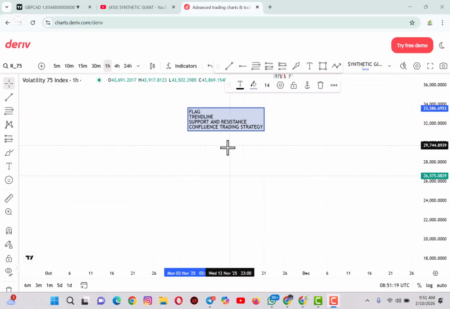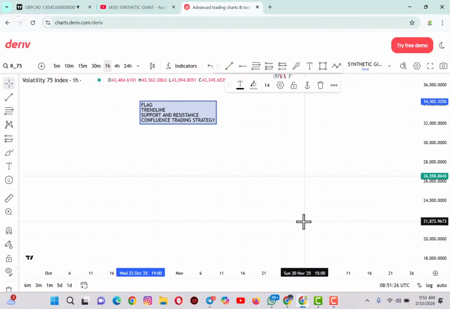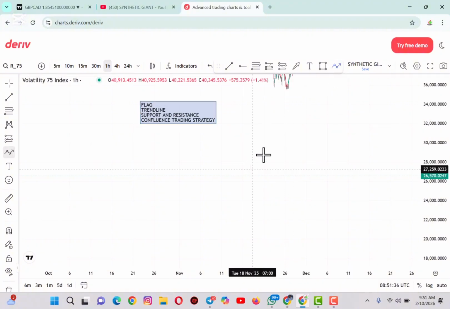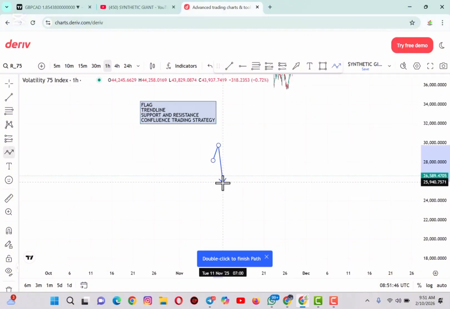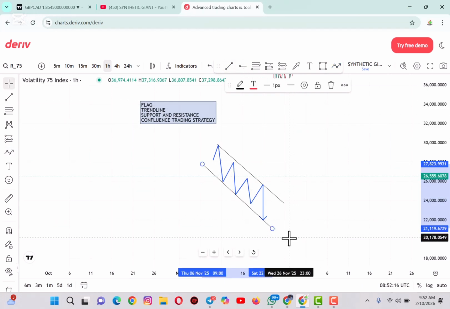So what do we understand by flag, or what do we mean by flag? A flag is just a shape in the market that tells you that there is a possible continuation to the desired direction. So a flag can either be a bullish flag or a bearish flag, and this is how it looks. The bullish flag looks like this. So this is how a bullish flag looks.